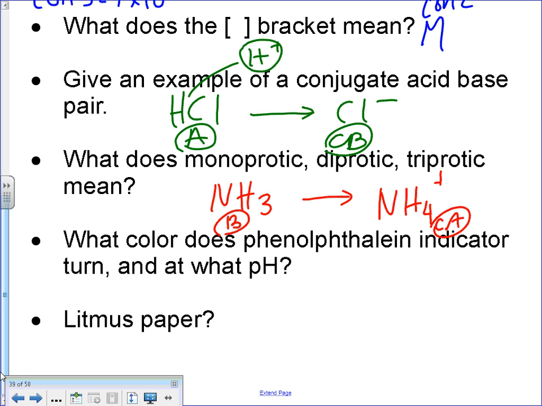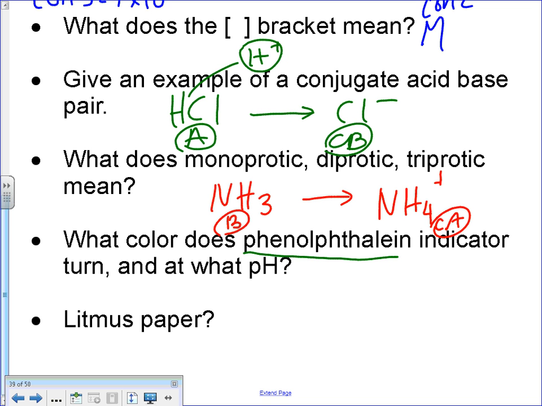Okay, let's talk about the pH scale as well. When does it turn that color? Phenolphthalein is this long word. It's an indicator, just like our universal indicator yesterday, which was like 5 different indicators in one, so it had a color change at every single pH. This one has 1 color change at a specific pH.